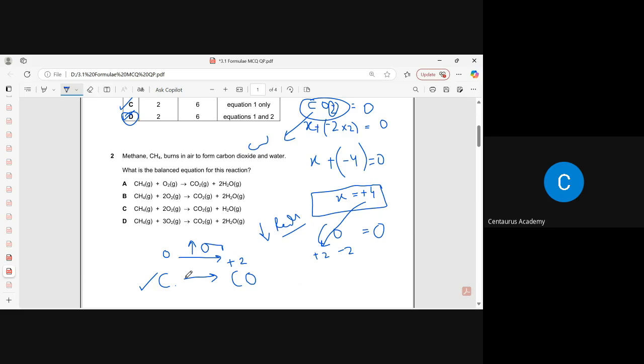Is this point clear so far? Both of these substances have been reduced and oxidized simultaneously. As a result, we say this particular reaction is a redox reaction.